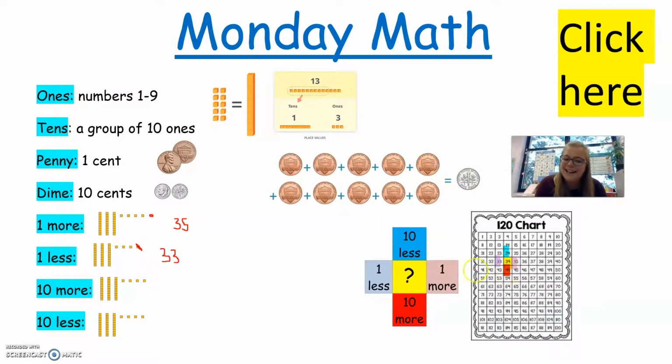That's adding 10. I can also just add a group of 10. 10 more means I'm just adding a group of 10. So I added a group of 10 to 34 and I can count. 10, 20, 30, 40, 41, 42, 43, 44 is 10 more. I just added a group of 10 to my picture and then I can count. 10 less is 10 smaller. We're going to take 10 away.